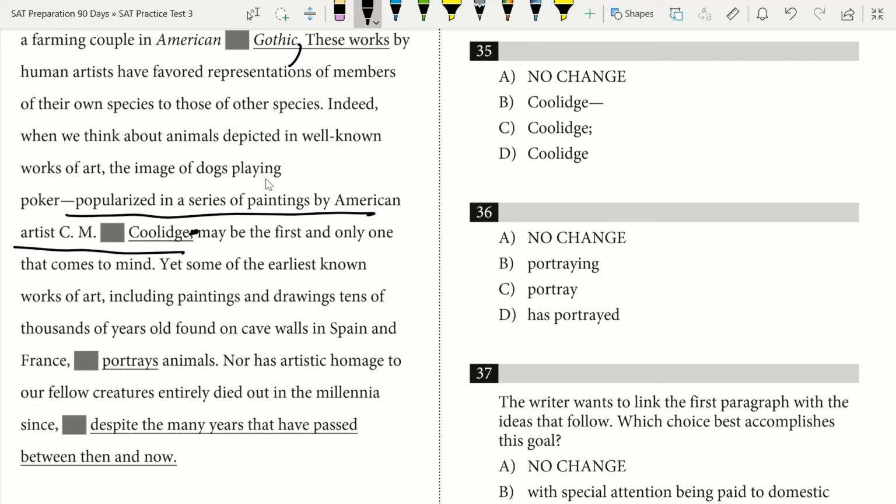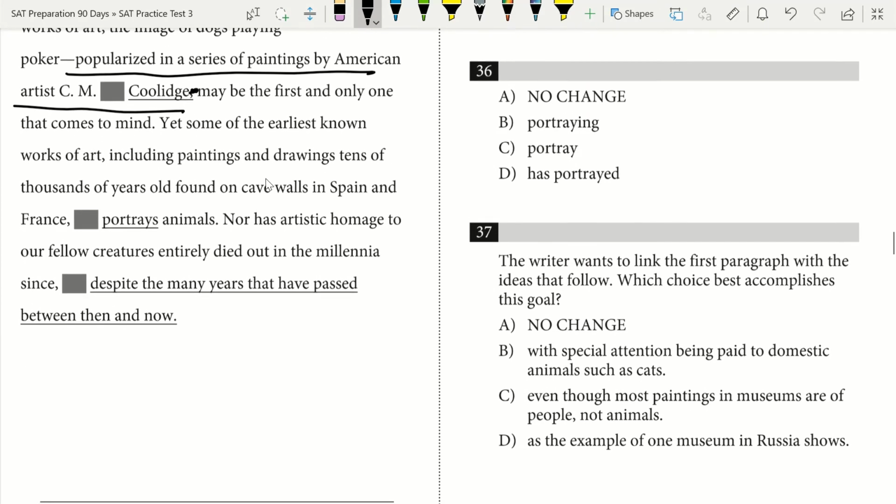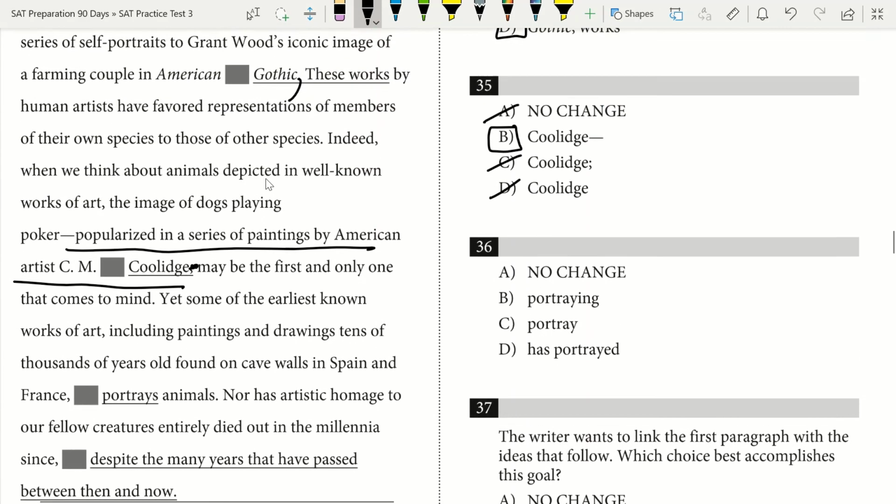Okay, and you're noticing now that since I'm kind of closing in on my time, I'm kind of skipping a little bit, right? You can do that if you're starting to run out of time. You can skip around a little bit, and it shouldn't really hurt you. So 35, answer there is going to be B because we have to get that non-essential phrase or clause offset with those dashes.